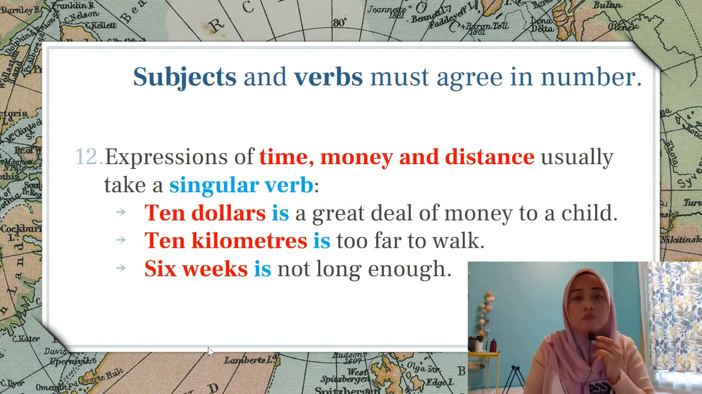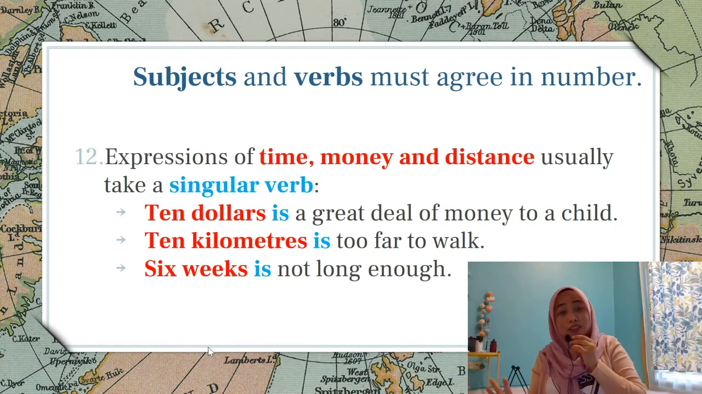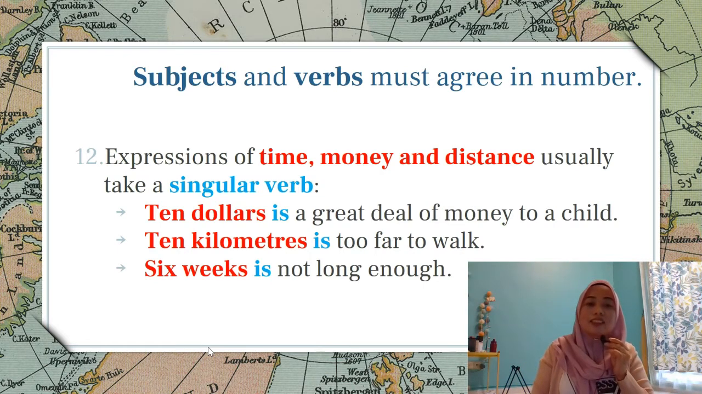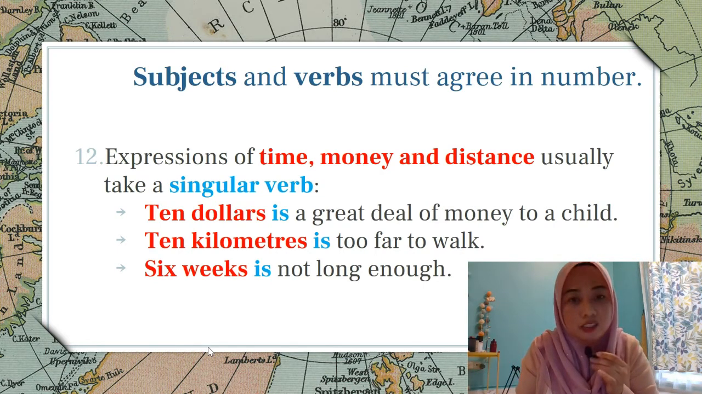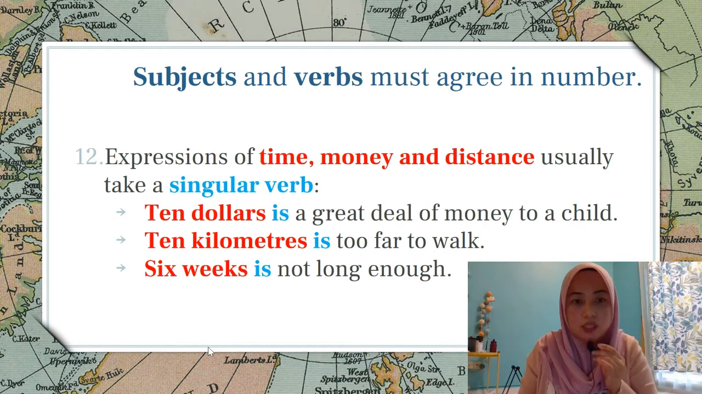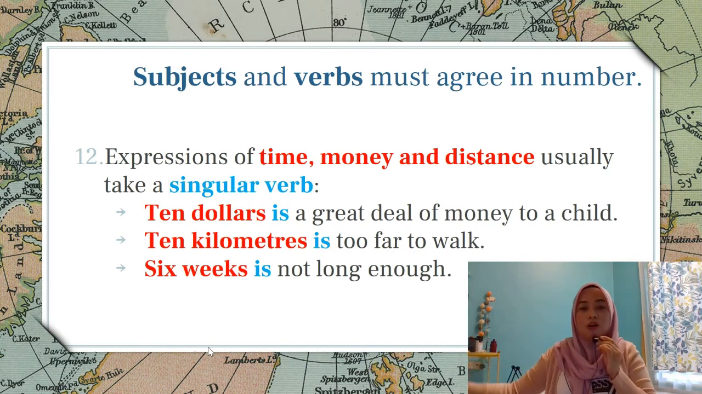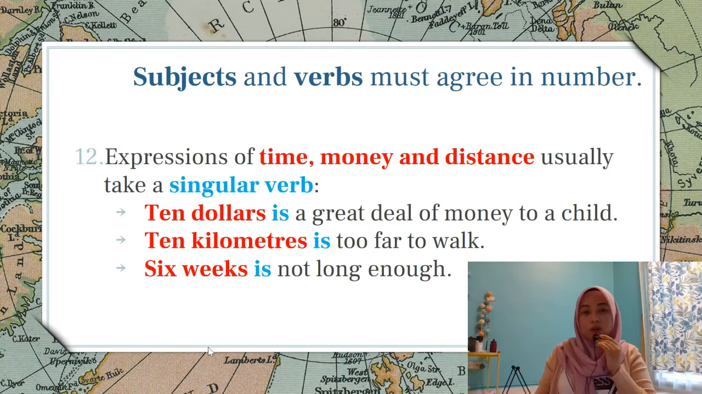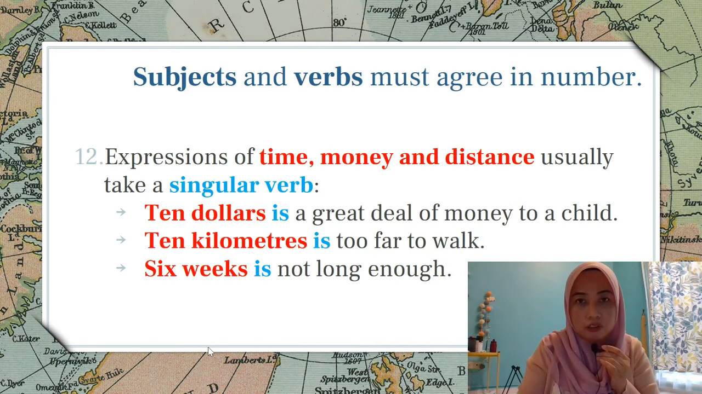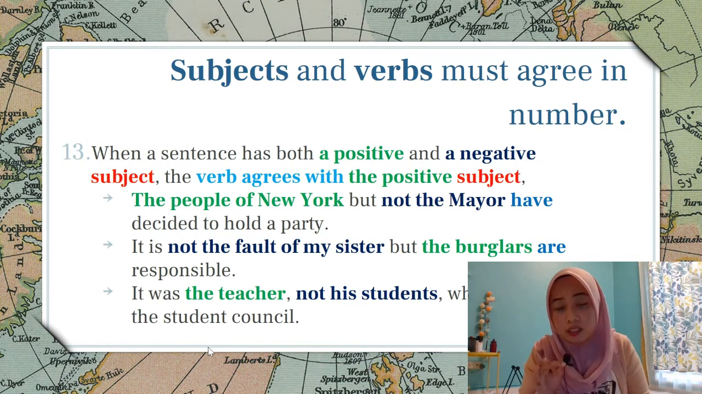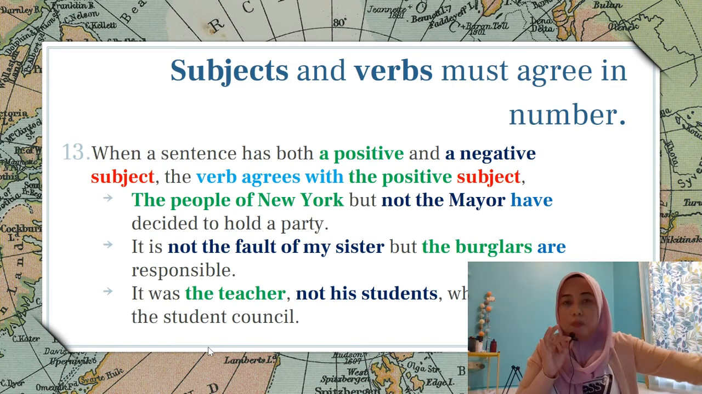Even though 10 ringgit is more than 1 ringgit, so basically, miss, doesn't that mean it's plural? It does not work like that. For time, money, and distance, it all takes a singular verb. So 10 ringgit is a great deal of money to a child. 10 kilometers is too far to walk. 14 weeks is not enough for a course. So it has to be written in singular form. Now the next rule that we have here, when you have a sentence that has both a positive and negative subject, the verb has to agree with the positive one.